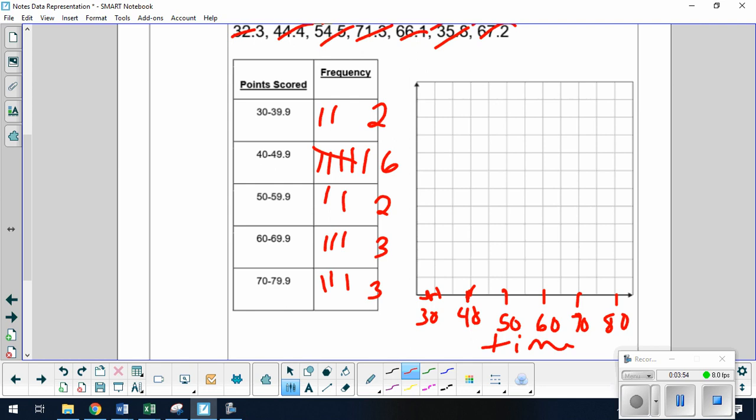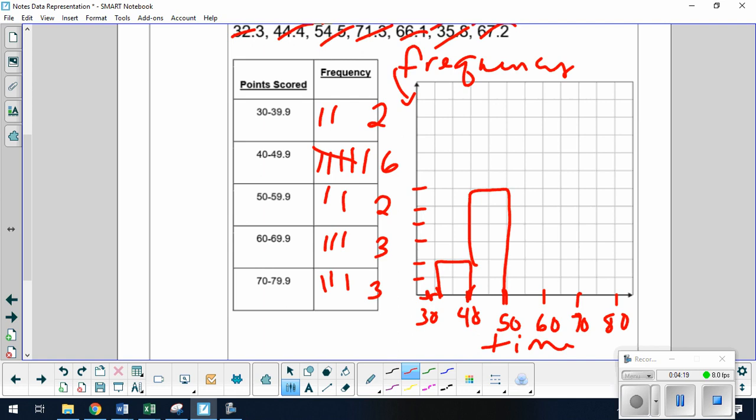And over on the y-axis, I didn't leave myself very much room there. That's going to be the frequency. So that's going to be the 2. And then 6. So 1, 2, 3, 4, 5, 6. And then 2. And then 3. And then 3. And that's it.